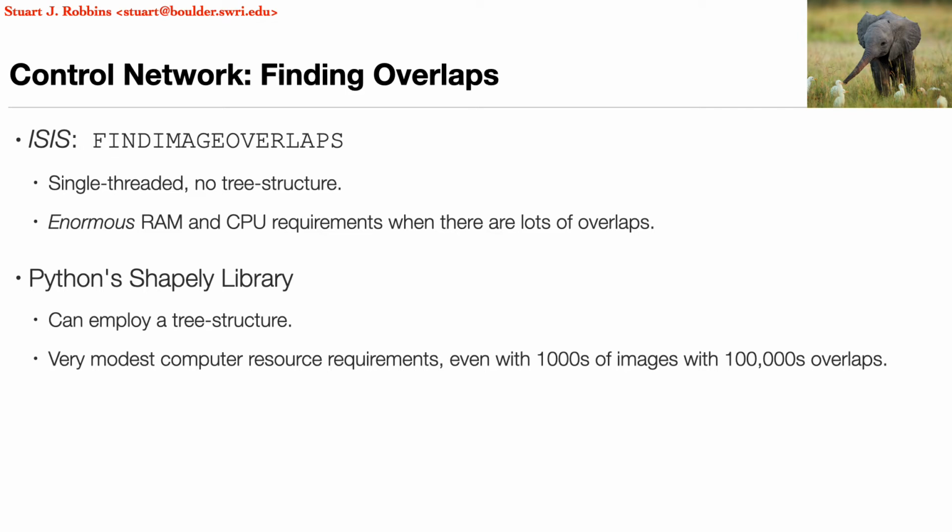Now, ISIS wasn't built to handle that kind of data, so we looked for Python alternatives. In this case, we found Python's Shapely library. It can employ a tree structure, which means that if we have 2 images that are separated by a large amount of real estate, it doesn't even bother to compare those two to look for overlaps. It knows that they're too far apart. Those kinds of optimizations mean that even on a modest computer with thousands of CTX images with hundreds of thousands of overlaps, we can do this find image overlaps process with these Python tools in a few hours. So that's one kind of efficiency we've built in.